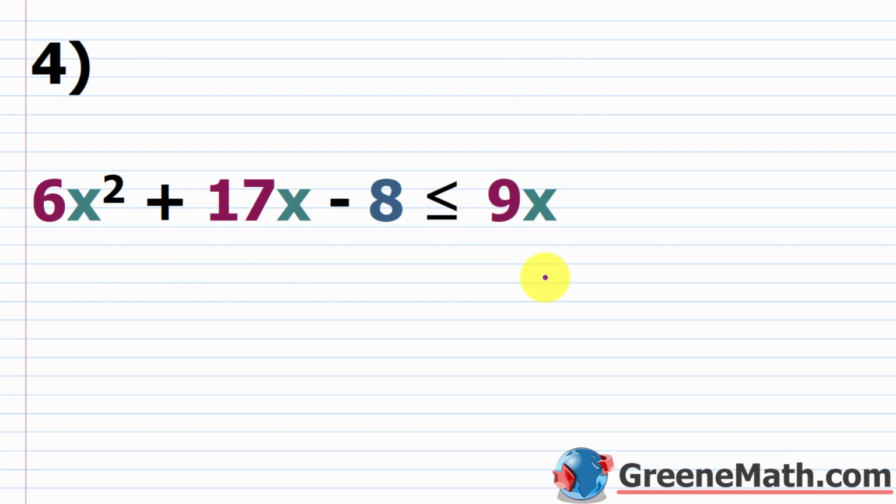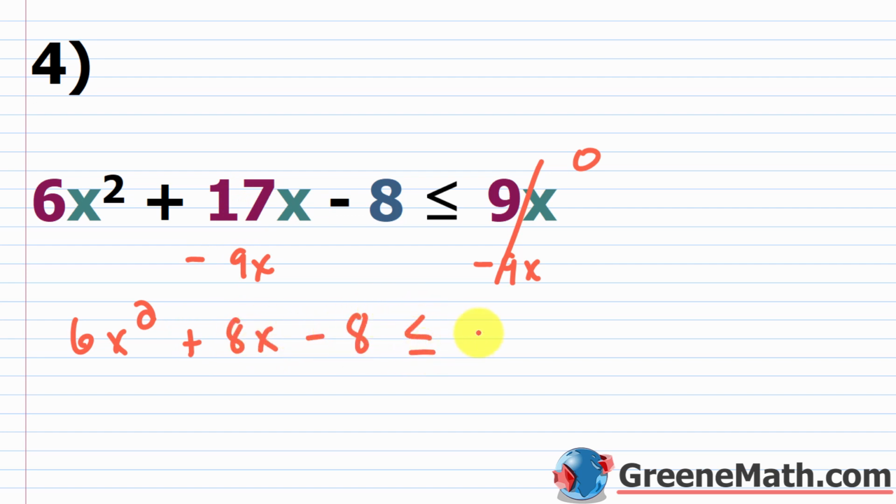All right, let's take a look at problem number 4 now. So we have 6x squared plus 17x minus 8 is less than or equal to 9x. So the idea here is I'm just going to subtract 9x away from each side of the inequality. I'm going to make this right-hand side 0. And so what I'll have is 6x squared. 17x minus 9x would be 8x. So plus 8x minus 8, and this is less than or equal to 0.